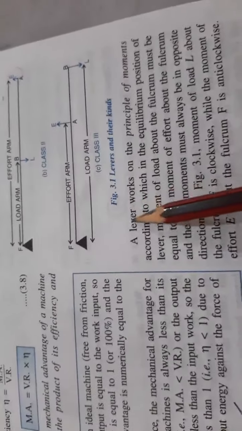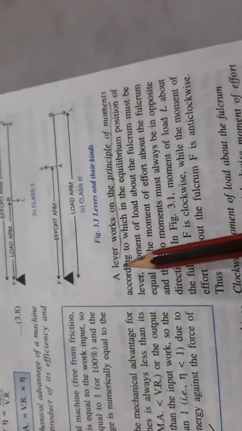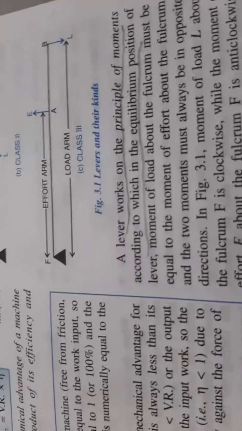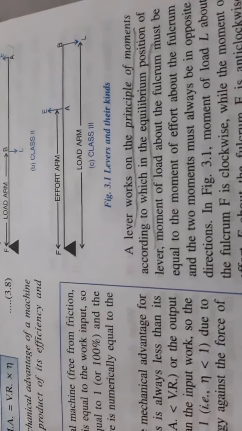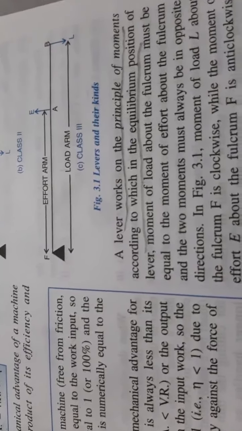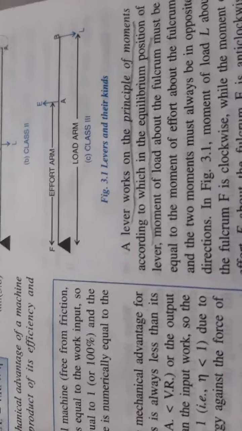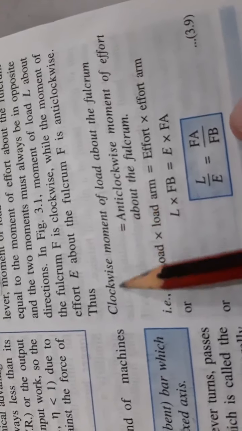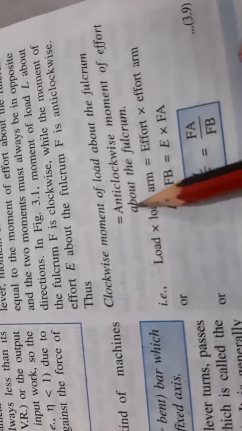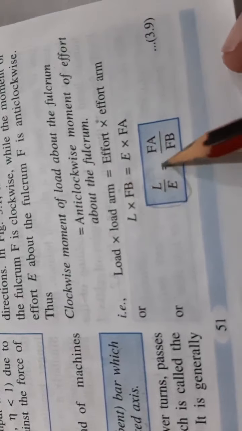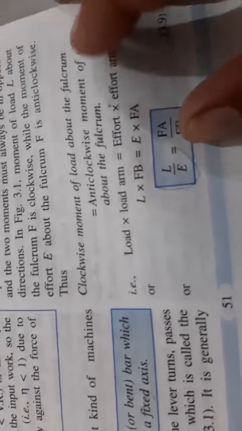Now the principle of lever. A lever works on the principle of moment, according to which in an equilibrium position, the total anti-clockwise moment is equal to the total clockwise moment. So from the principle of moment, the clockwise moment of load about the fulcrum equals the anti-clockwise moment of effort about the fulcrum. So load into load arm equals effort into effort arm, so load upon effort is equal to FA upon FB.